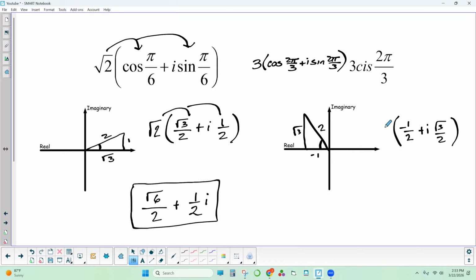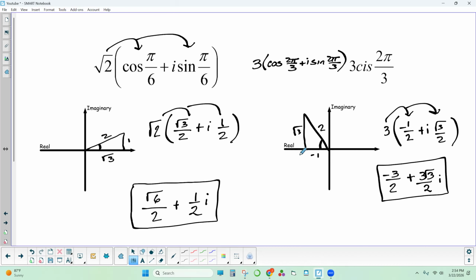Okay, and now I will distribute r, which is 3. So 3 times -1/2 is -3/2. And 3 times i root 3 over 2 is going to be positive 3 root 3 over 2. And then we will move the i behind b. So we have the form a plus bi. And this is our complex number in standard form.